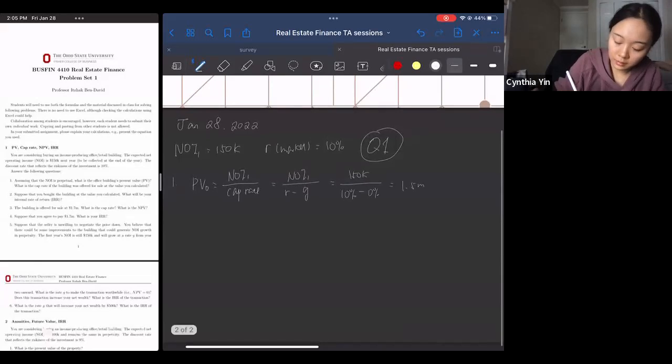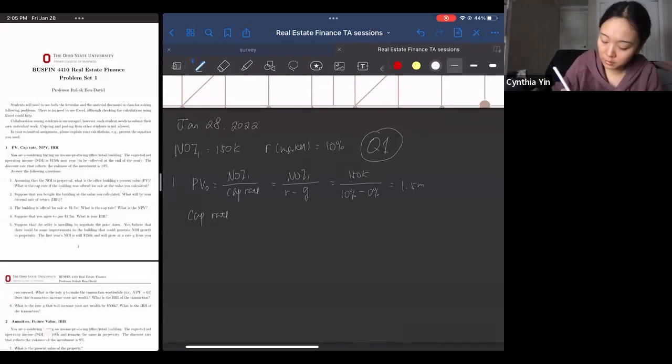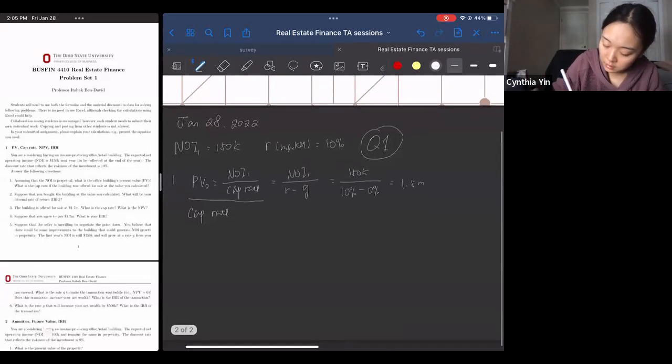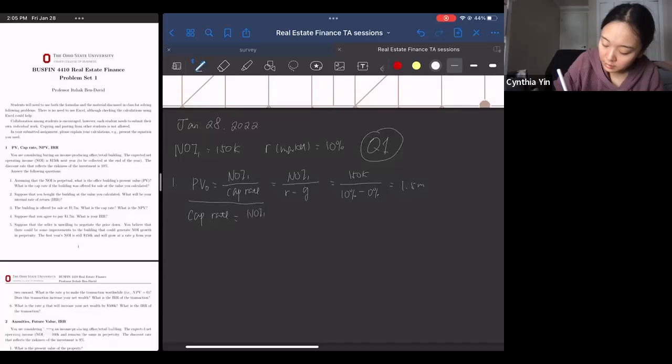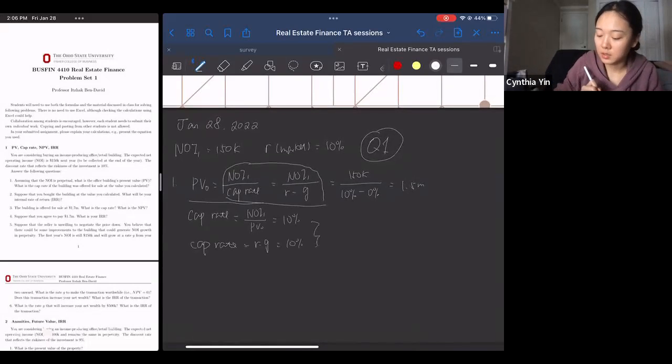Then it asks what the cap rate is. There are two ways to get this. The first is to use the formula above: NOI 1 divided by PV 0, where PV 0 is the one you just got. You will get 10%. Or, following the formula in the second equation, the cap rate also equals R minus G, so it's just 10%. Both ways work.